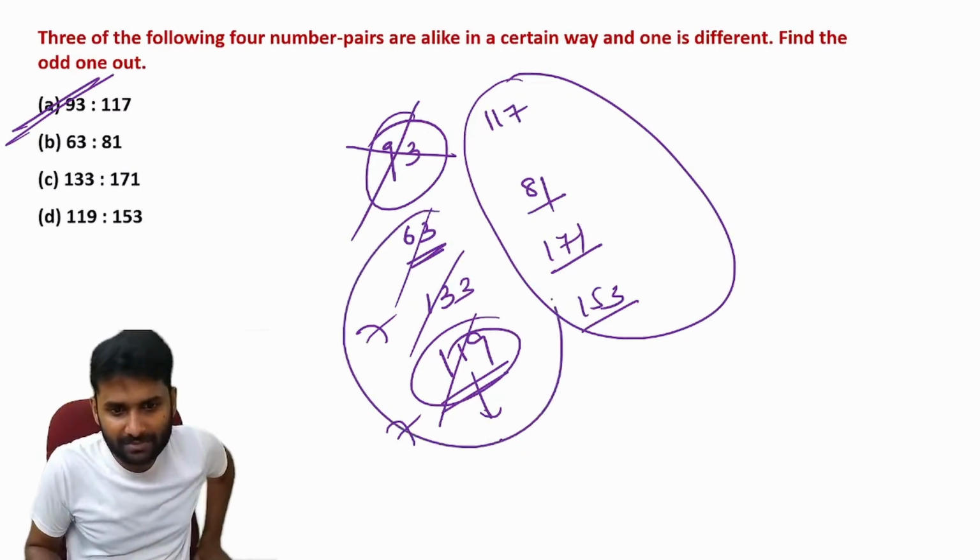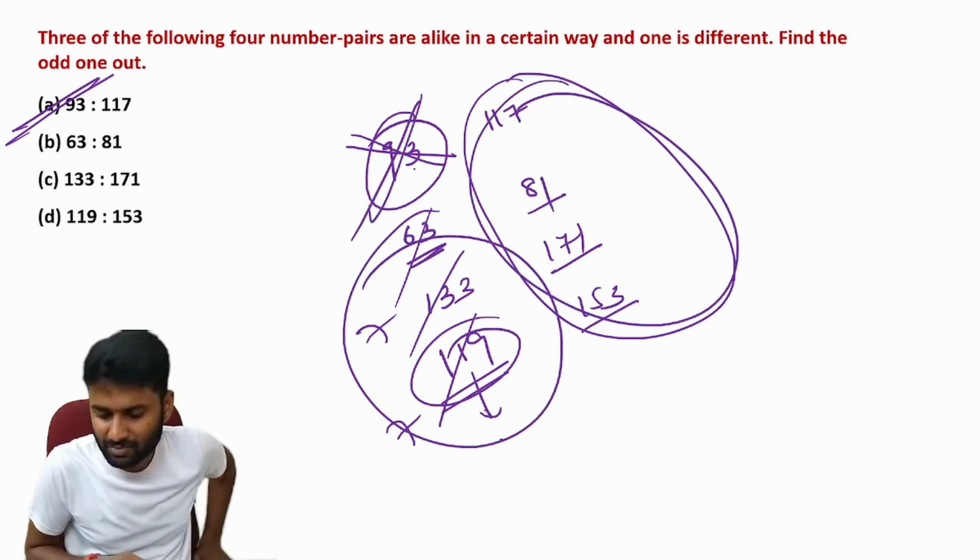See, all these numbers are divisible by 7, Nana, and these are all divisible by 9. But 93 is not divisible by 7. That's why that is the odd one.